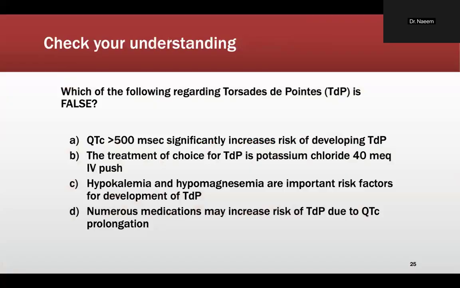And then just to answer this, which of the following regarding torsades is false? So A, QTc of greater than 500 significantly increases the risk for developing torsades.